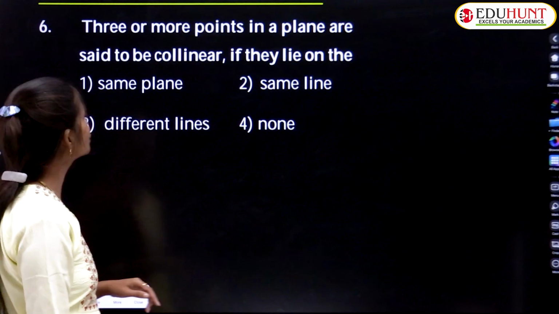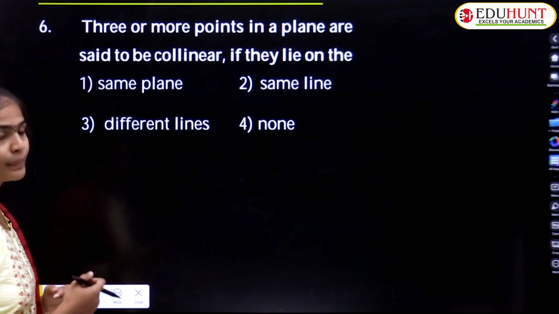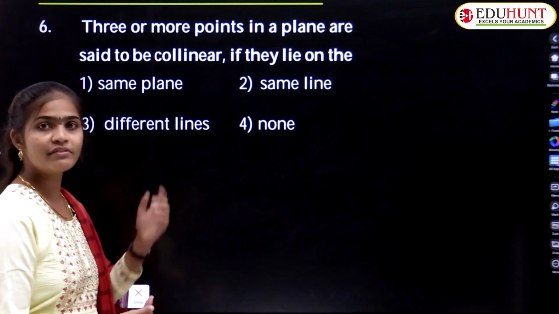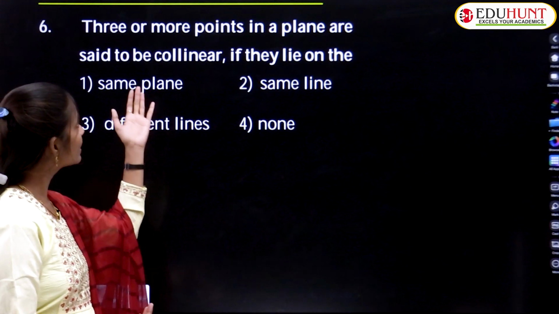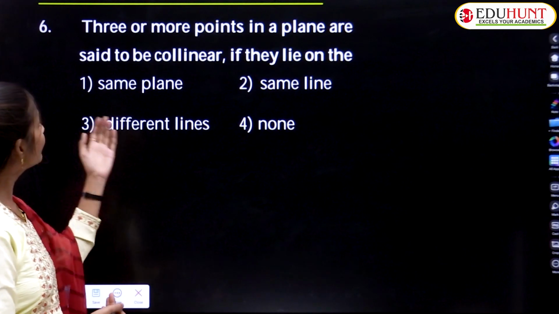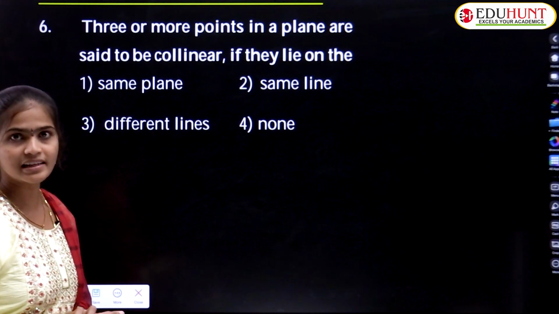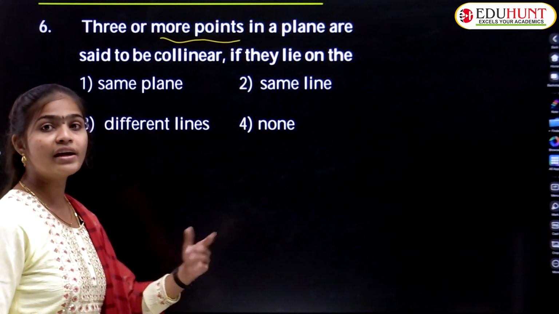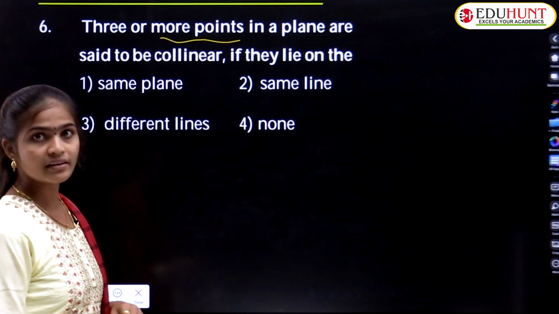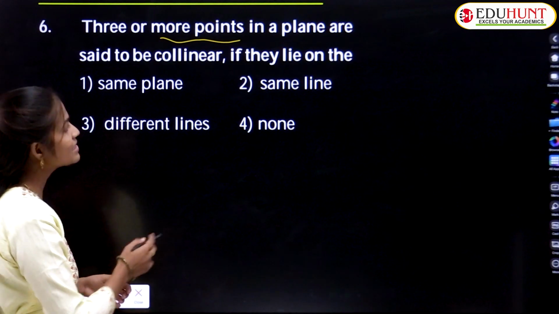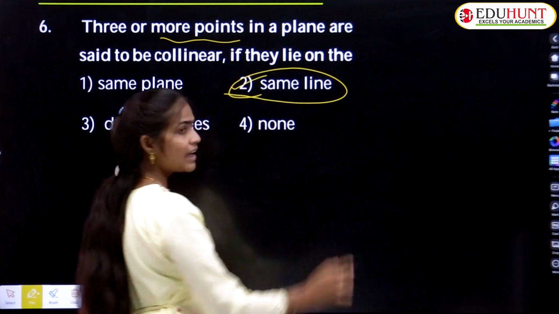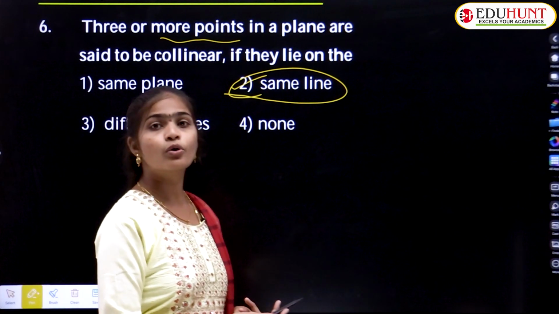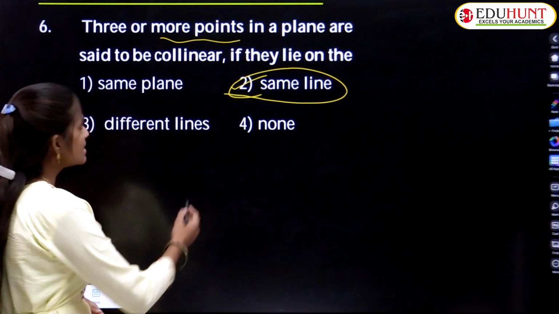So come to the next, the sixth question. Three or more points in a plane are said to be collinear if they lie on the... okay, in the previous question we discussed that, right? When we can say that given points are collinear or given lines are collinear, already we discussed in the theory part, right? But here they asked about three or more points in a plane, when we will call those collinear. When we can say that all lie on the same line. If three or more points lie on the same line, then we will call those points collinear points. Okay, so the answer is same line.